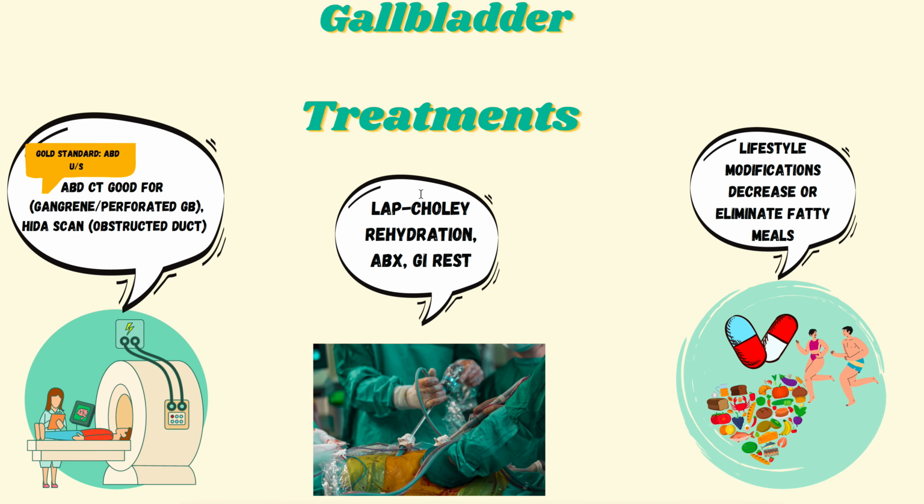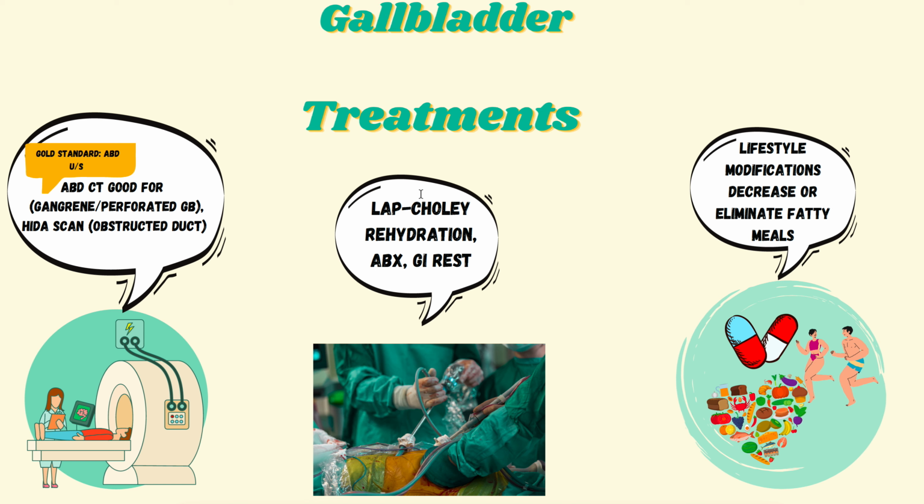And then as far as treatment goes, as far as gallbladder, you do definitely need to know your gold standards. So the gold standard for the acute cholecystitic abdomen is ultrasound. Abdomen CT is good if you think it's gangrene related or perforated. Of course, people are aware of the HIDA scan, that's good for an obstructed duct.